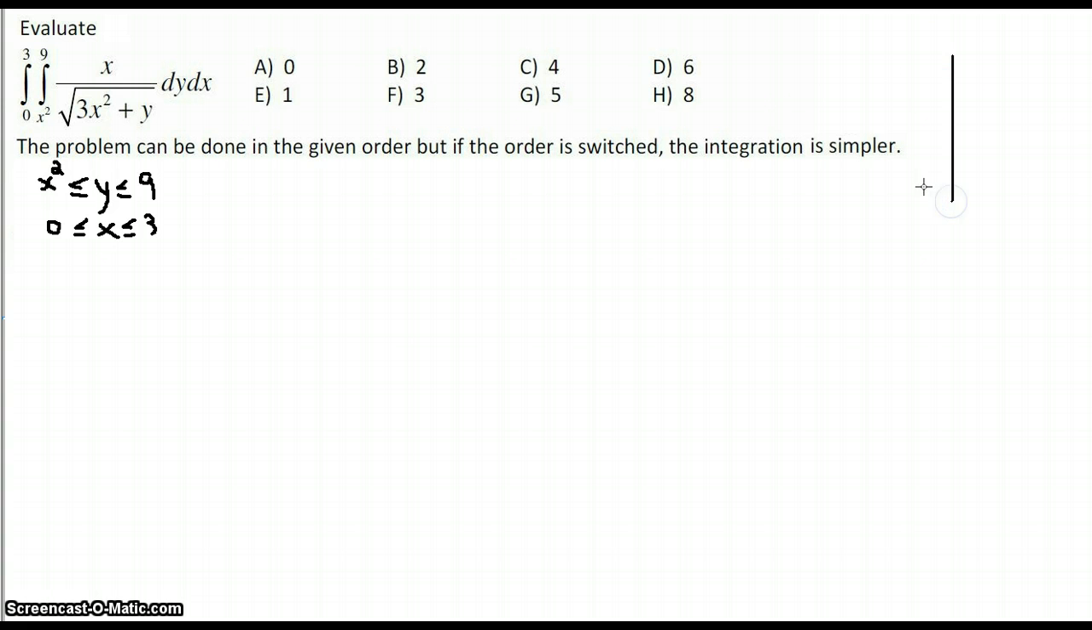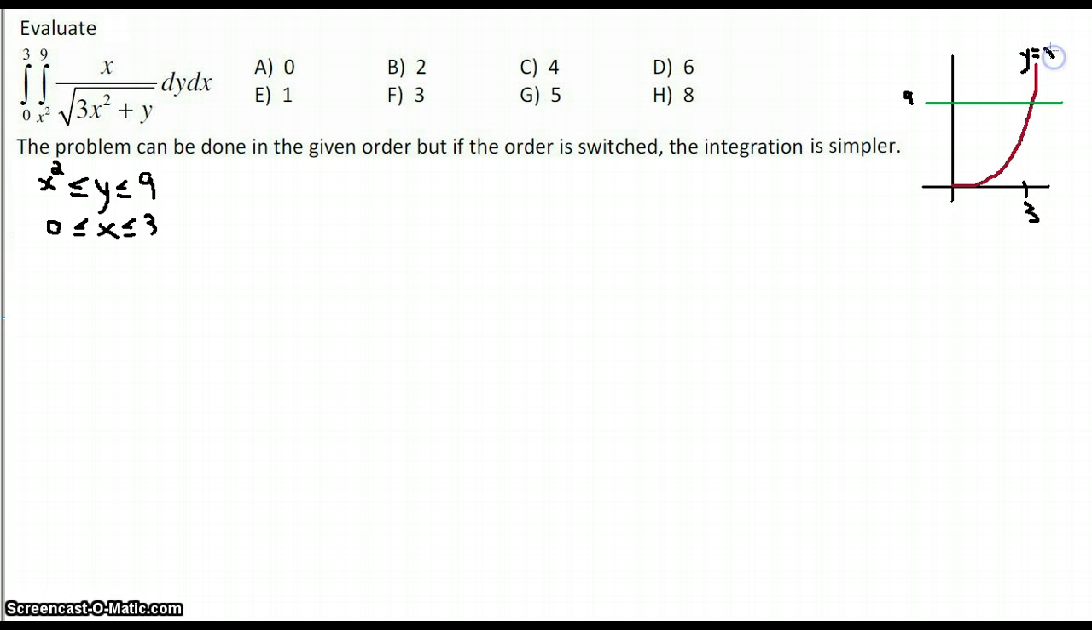It's critical to get a drawing of this. We have y equals x squared. That's our parabola. Familiar with that. Then y equals 9. That's our horizontal line. And this is when x is 3. This is the curve y equals x squared.